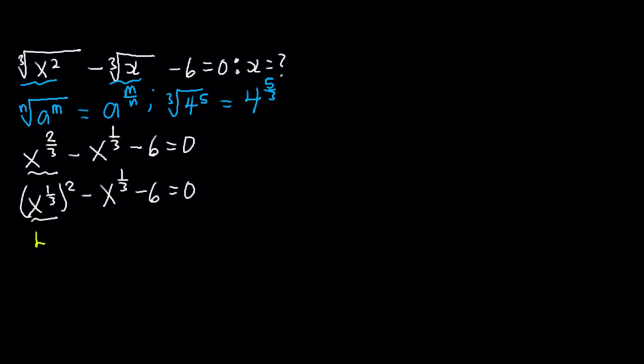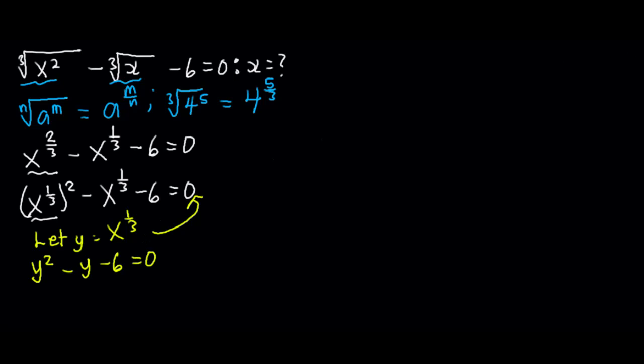So to do this, let y be equal to x exponent 1 on 3. So I'm going to make a substitution into the equation. This gives me y squared minus y minus 6 is equal to 0.